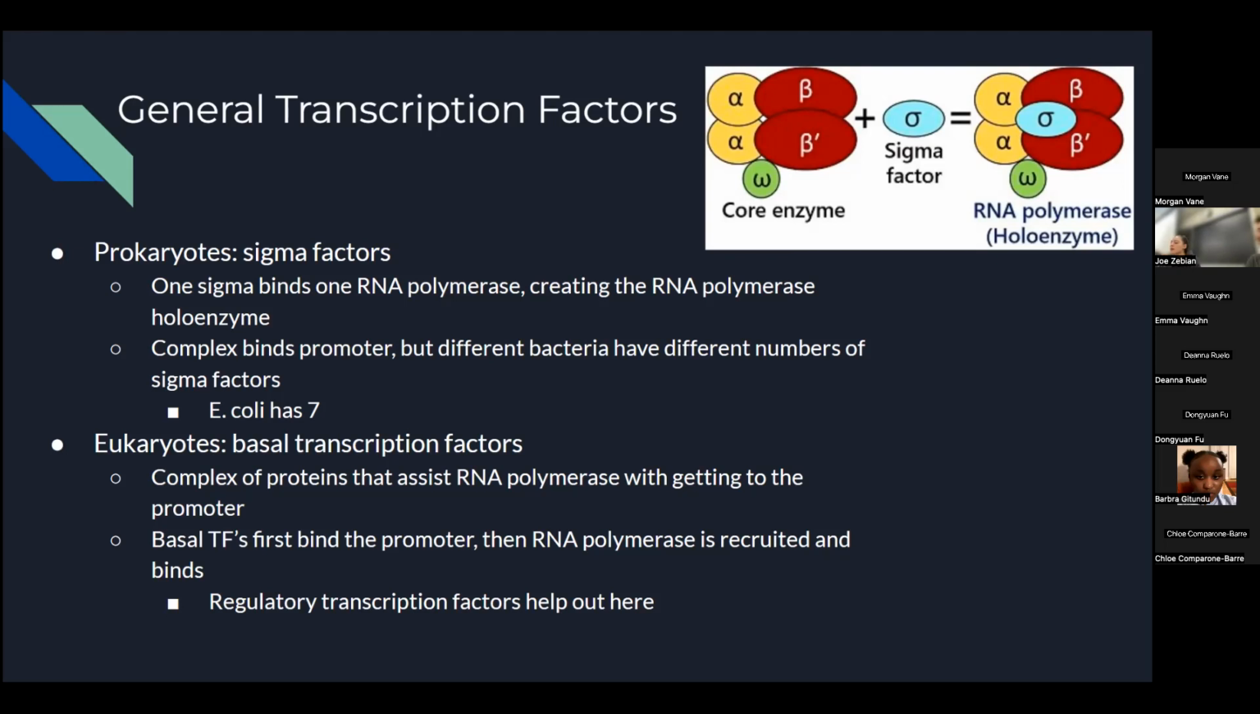And then for eukaryotes, they have basal transcription factors for their general non-sequence specific factors. These are complexes of proteins that assist RNA polymerase with getting to the promoter. So basal transcription factors first bind to the promoter, and then RNA polymerase is recruited and binds. This is an important detail that's often forgotten for eukaryotes compared to prokaryotes, because we always think about the lac operon, but that's not a eukaryote. So these regulatory transcription factors help out.